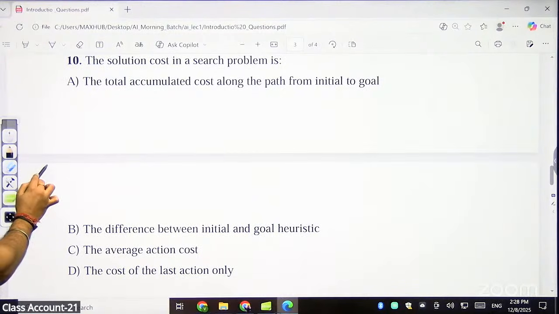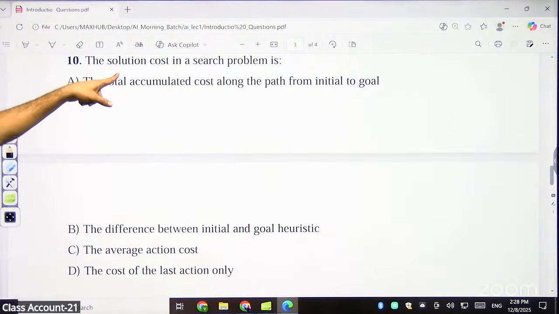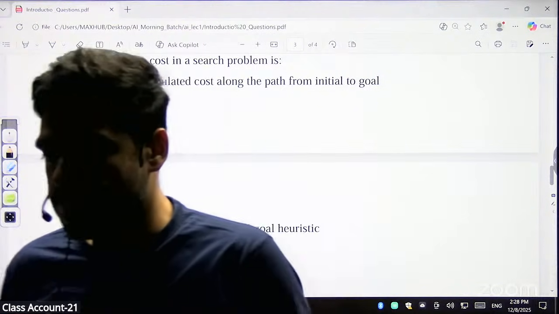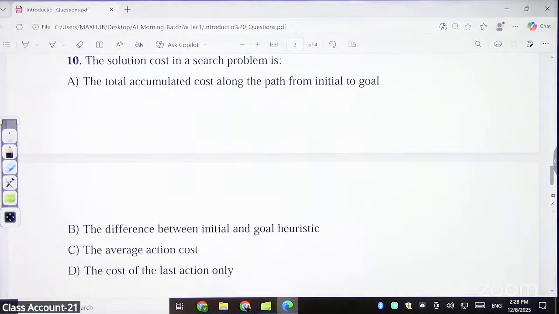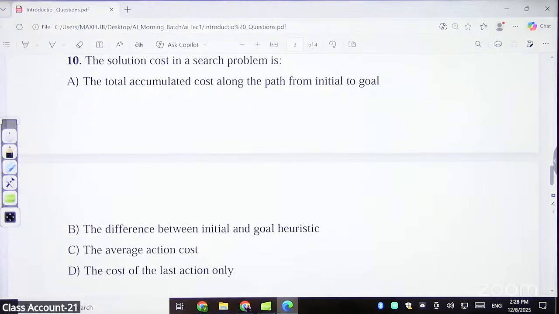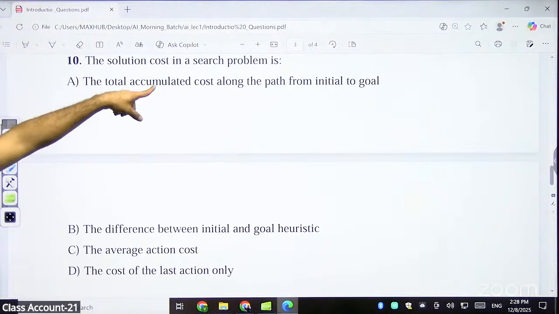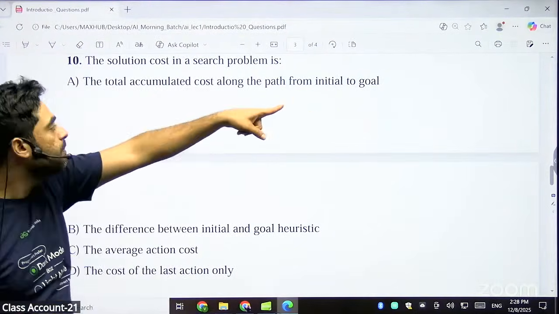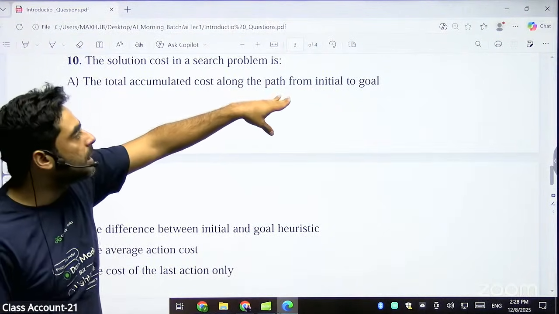Question number 10. The solution cost in a search problem is, a very important question. Everyone should answer this. It is an MCQ question, please make a habit of answering. What is the solution cost? The total accumulated cost along the path from initial to goal. Very simple.